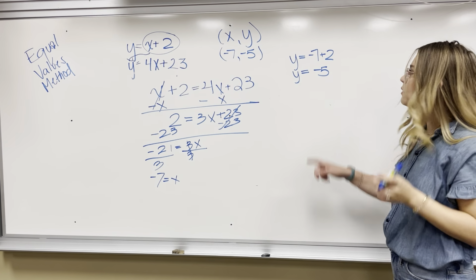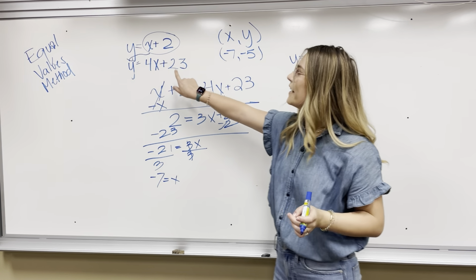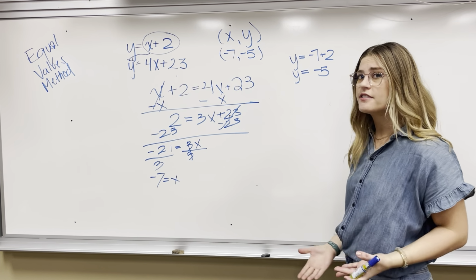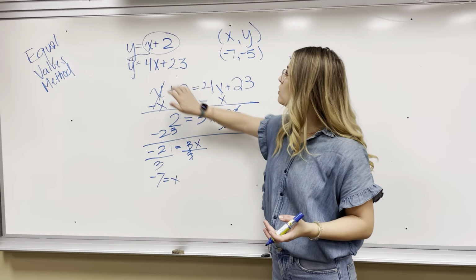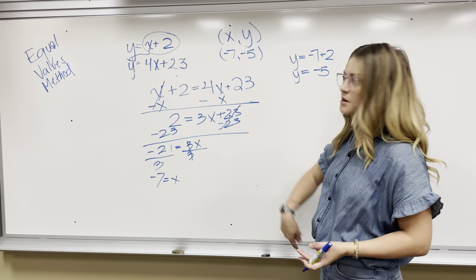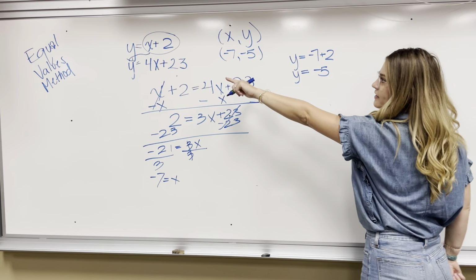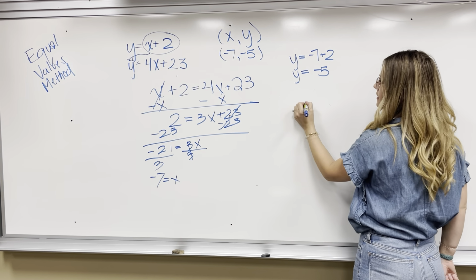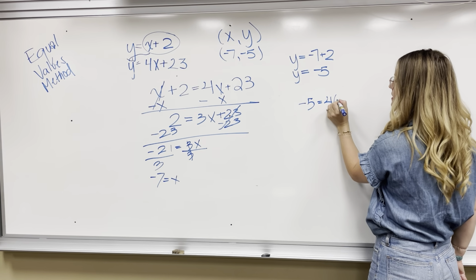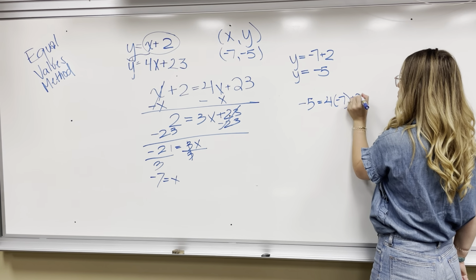Now I'm going to check what I found as my coordinate in the other equation that I did not use in this step to find y. The reason for that is if it works in here, we know we're right. If it doesn't work, we're going to have to go back and check some of our calculations. So instead of y in this one, we're going to write negative 5 equals 4 times negative 7 plus 23.